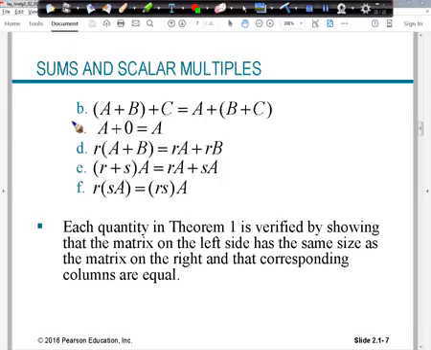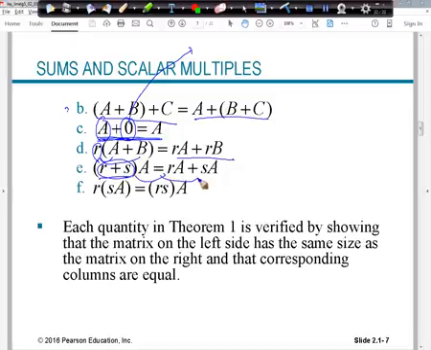There are a bunch more items in theorem 1. This is the same, and this is also the same. Here, 0 is actually a matrix having the same size as A. A and this 0 should have the same size to be able to write this equation. And then a scalar multiple can be distributed in this form. And the two scalar multiples can also be distributed in this different way.